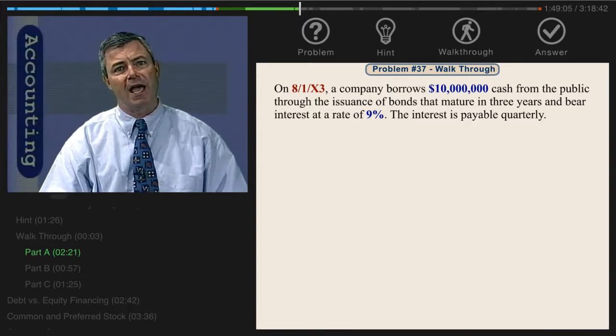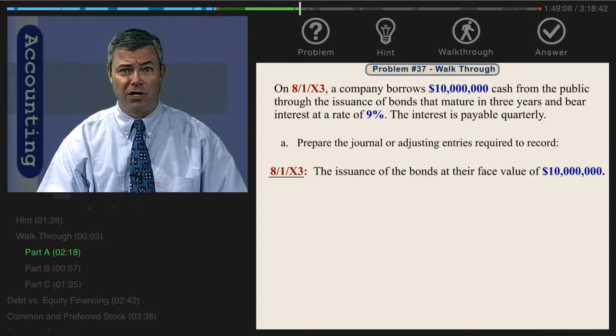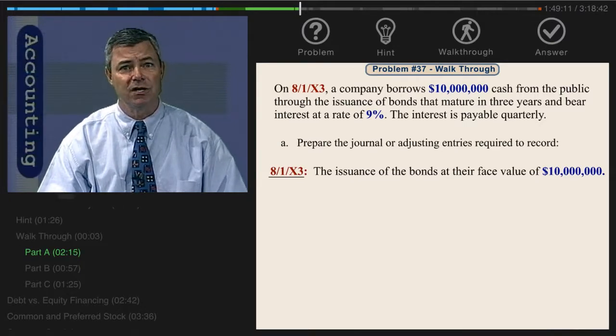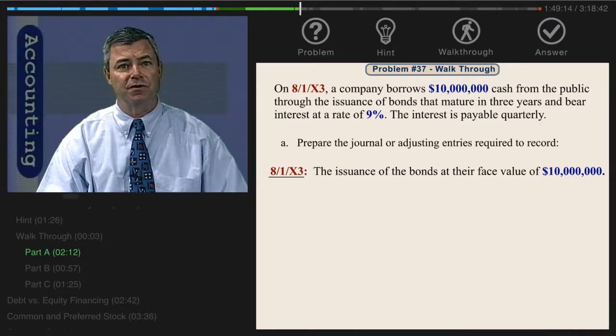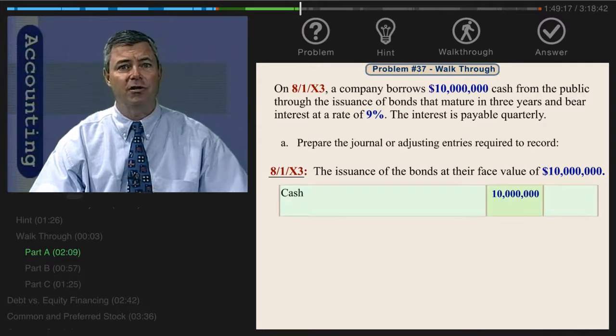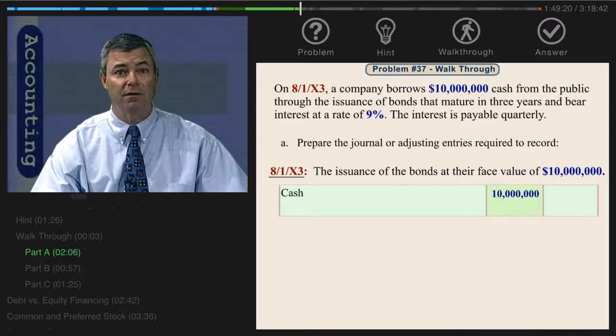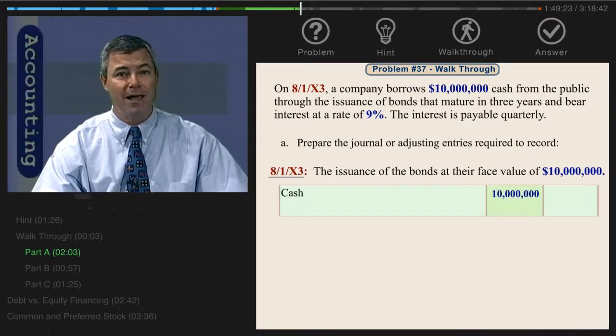The problem then first asked us to prepare the entries, the journal entry or adjusting entries required at a variety of dates. For example, on the date of the actual issuance of the bonds. At that time, we'll be debiting cash, or at least the business will. We're accounting for it from their perspective. Debiting cash and crediting bonds payable.